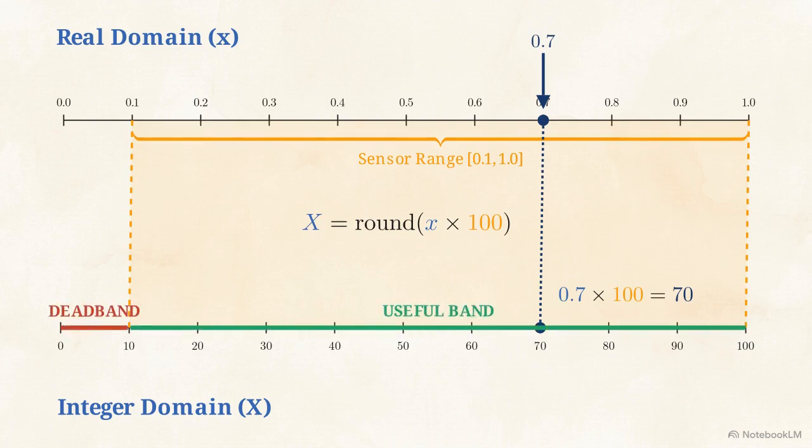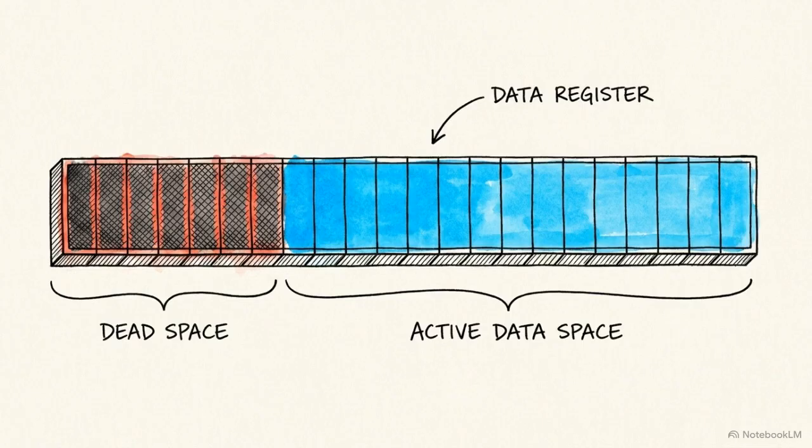This projection creates a physical artifact on the chip, a deadband. Because our real input never drops below 0.1, the corresponding integers 0 through 9 will never be generated. That specific block of integers represents permanently wasted register capacity. Gaining mathematical precision inherently costs us physical data space.